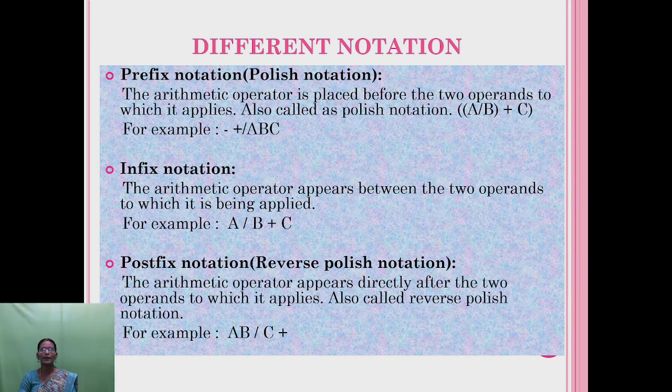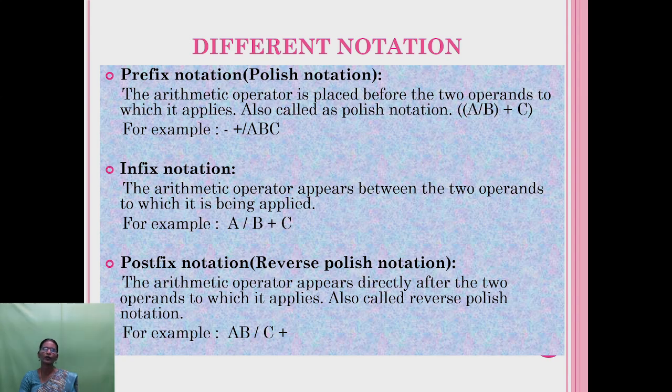Take a slash b. The slash is written first, and after that a and b are written. After evaluating slash a b, we then have plus c, so the plus comes to the front. Now you get plus slash a b, and then you write the other operand, whose value is c.